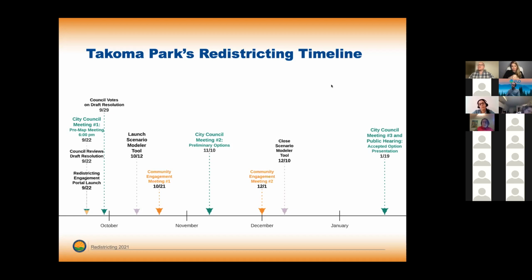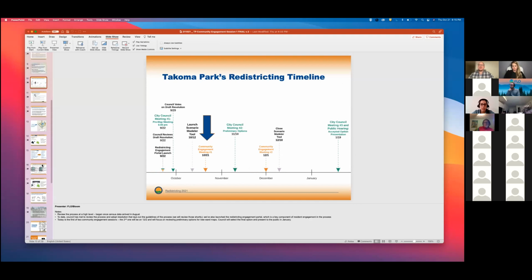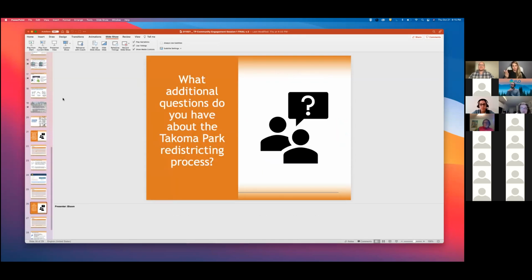And I'm seeing from Donna that the community engagement meeting is actually December 2nd at 6:30. So I think that information needs to be updated on this timeline. I apologize for that. But we'll review that date in just a moment. So that's the time frame. So you have about 6 weeks to submit those maps.